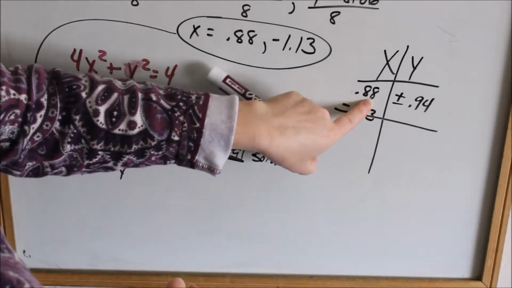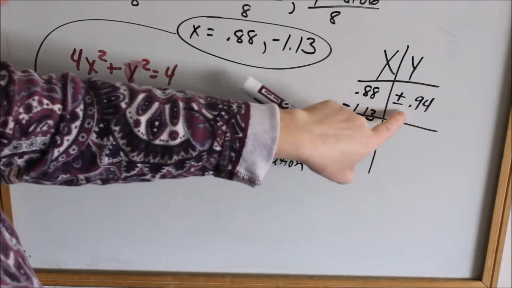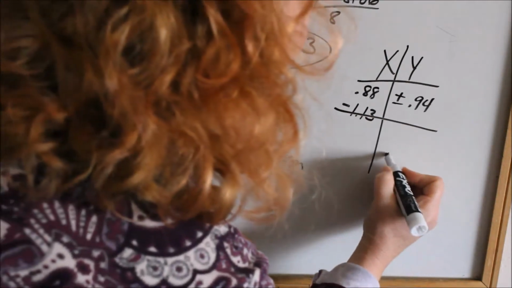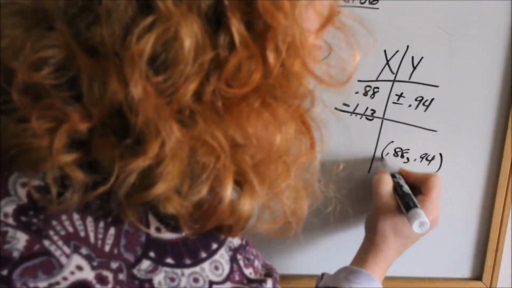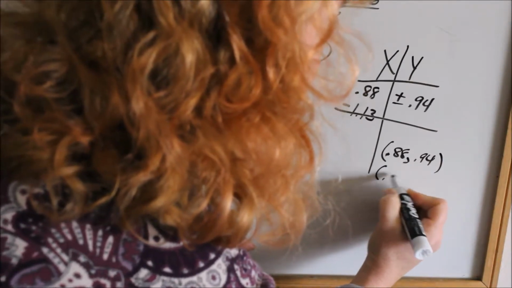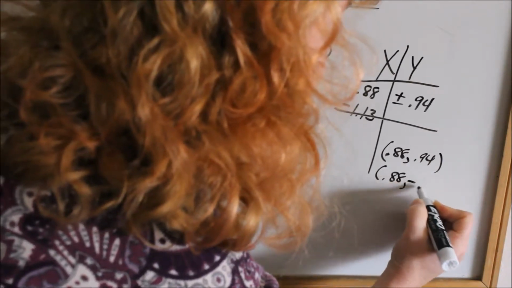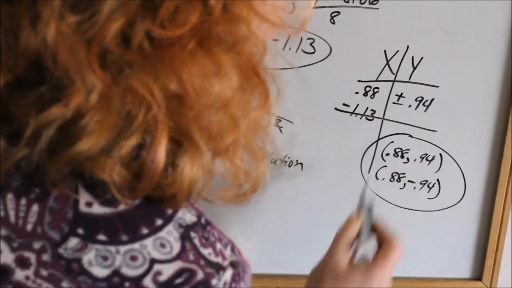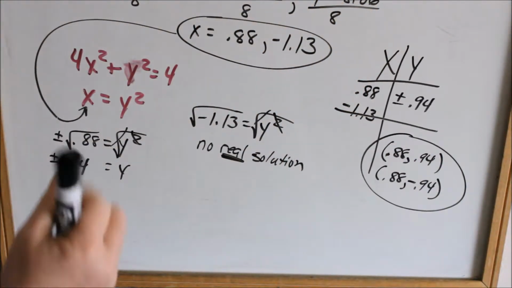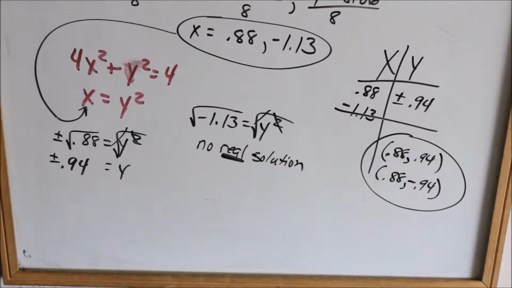So we should come up with 2 points, and we did. Our 2 points that we came up with are 0.88 and then a positive 0.94. That's one of our coordinates. And then 0.88 and a negative 0.94. These are our 2 coordinates that we can then go graph.